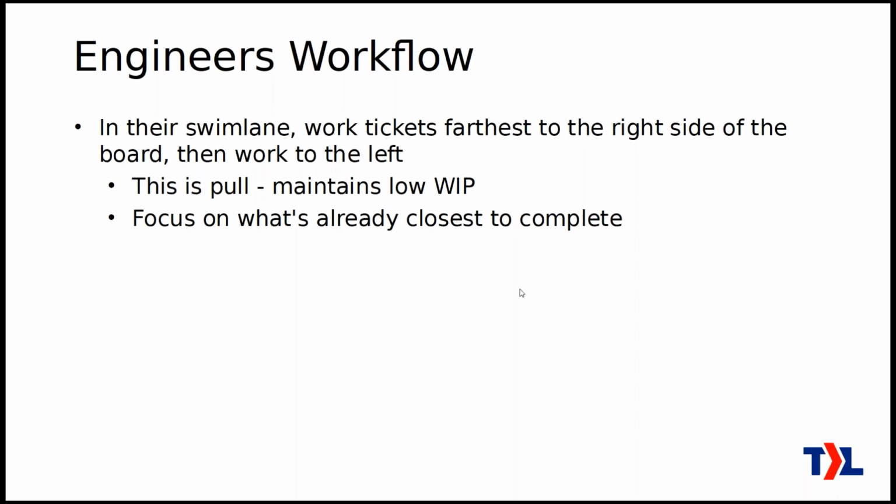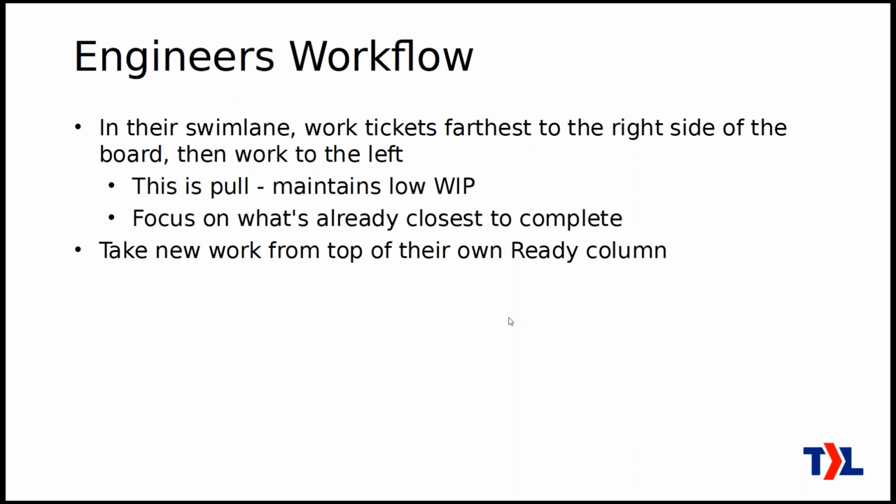And only when they have nothing else that's a candidate for actually moving towards the right side of the board, then they're going to go to the ready column and pick off new work. So this is essentially pull. Basically, like I said, instead of the engineers looking at their calendars to know what to do, they are in control of how much work they take off. That's called pull, and that's what helps maintain low WIP, work in progress, and helps your team remain responsive when we focus on what's already closest to complete.